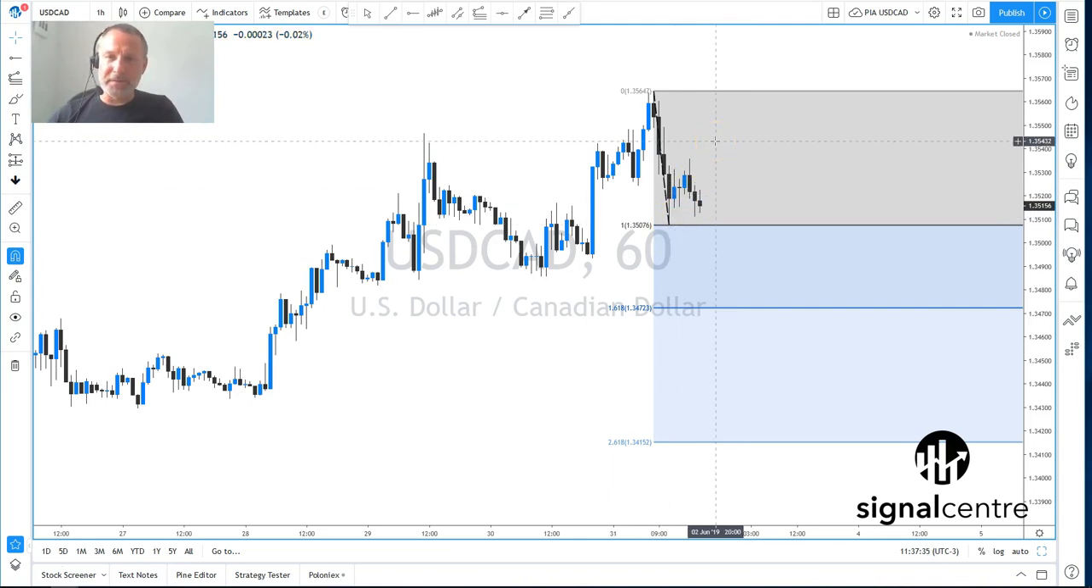I suppose the 135.40 area is going to be close to a 61.8% Fibonacci. It's also a previous resistance area. So again, looking at selling into rallies in dollar CAD at the beginning of next week for a move down towards 134.15 and 134 the figure.